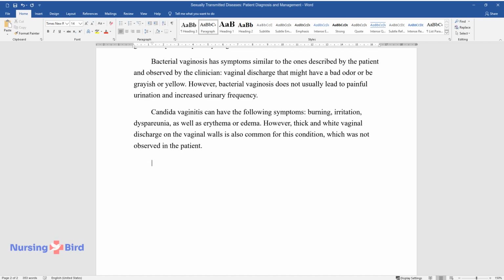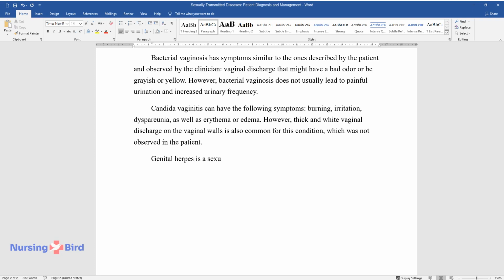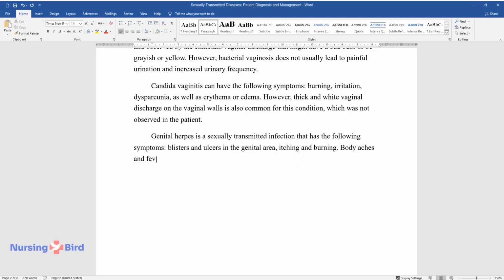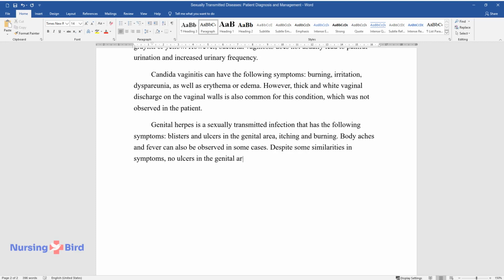Genital herpes is a sexually transmitted infection that has the following symptoms: blisters and ulcers in the genital area, itching and burning. Body aches and fever can also be observed in some cases. Despite some similarities in symptoms, no ulcers in the genital area were noticed.